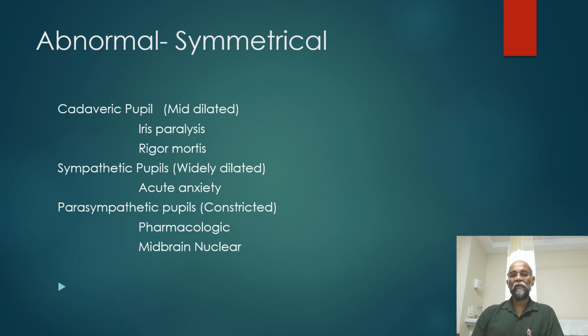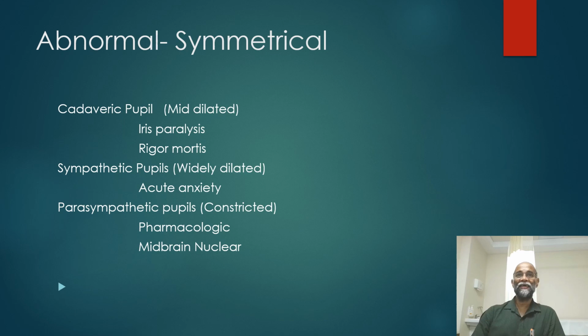There are some abnormal but symmetrical pupils. The cadaveric pupil is classically mid-dilated. However, a patient who is going into brain death might initially have wide dilatation of the pupil before the pupillary size comes back to the cadaveric mid-dilated position. This is because the hypothalamic midbrain outflow ceases before the sympathetic outflow, which is from the cervical cord, stops.